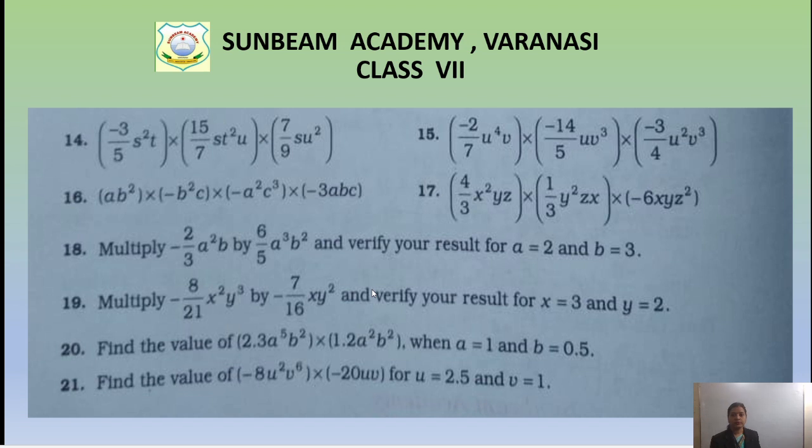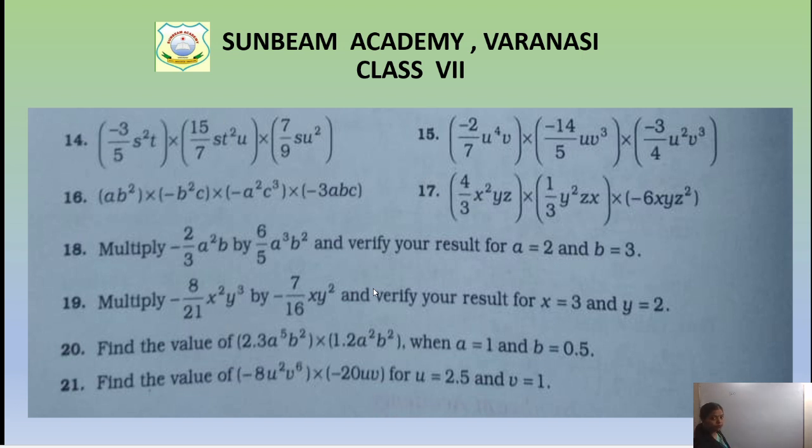Question number 20 children, find the value of 2.3 a to the power 5 b square into 1.2 a square b square when a value is 1 and b value is 0.5. So I hope you all are now writing the question number 20 children. I am also writing on the board.